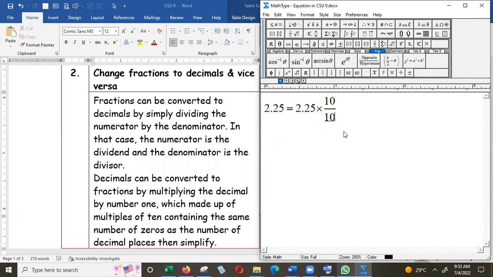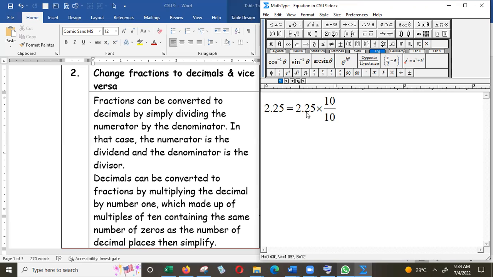So that does not change the value of 2.25, because in the multiplication rule, we know that one of the properties of multiplying by 1 is that the value does not change. 5 ones are 5. 8 ones are 8. So 2.25 by 1 is 2.25. Now, 1 here is 10 divided by 10. Now we say we have to multiply by that special fraction, multiples of 10, that has the same number of zeros as the number of decimal places.